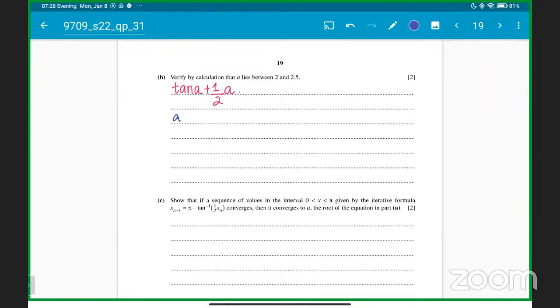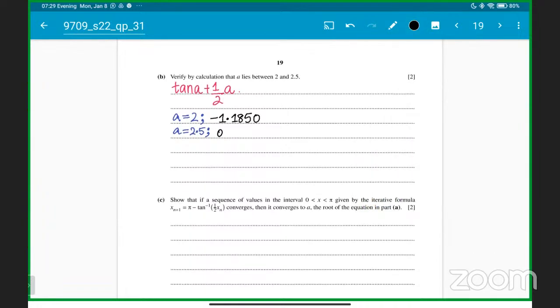When the A value is 2, what are we going to get? It will be tan of 2 plus half times 2 as well. So I'm getting a negative value, that is negative 1.1850. And when A is 2.5, it should be a positive value for the change of sign to work. So tan 2.5, make sure I'm doing it in radians. Everyone can do it in radians as well, not a problem. It's coming 0.5023, so here we go, the change of sign is there. The value doesn't matter, it's just the change of sign that matters.